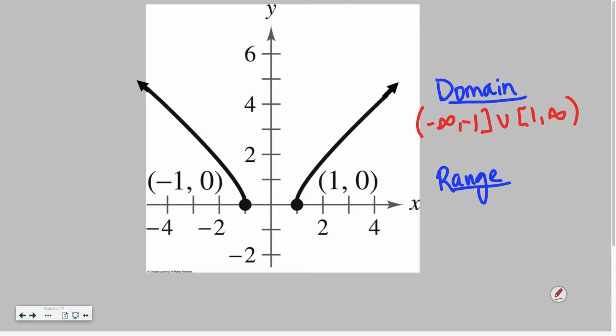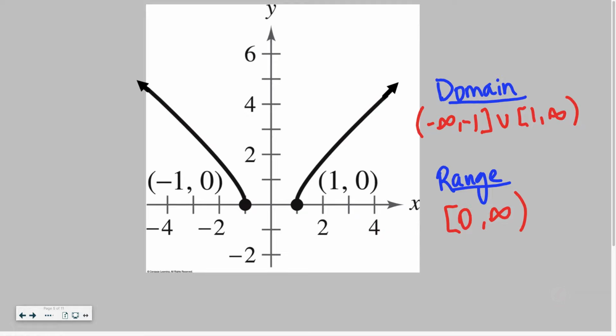Okay? And then our range. Where do we have y values? Madeline, what do you write now? 0 to infinity. So we have y values beginning at 0 and then they go up. So from 0 to infinity, we have y values as our range. Good.